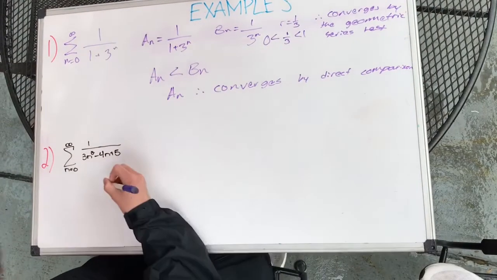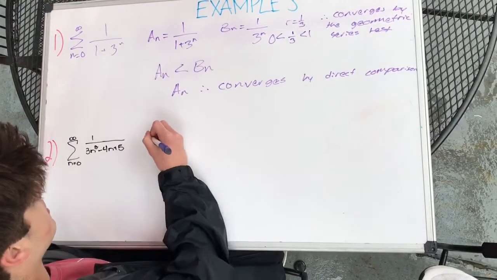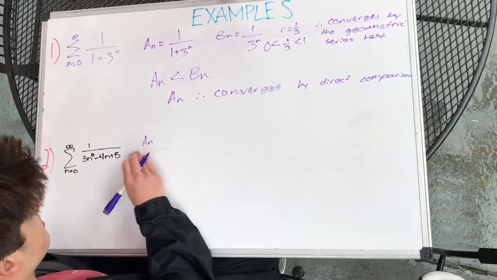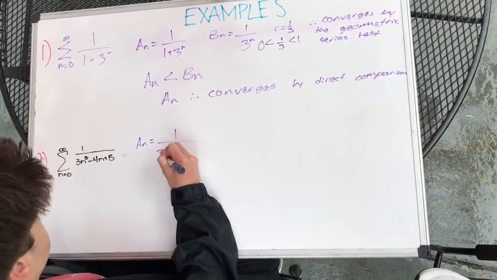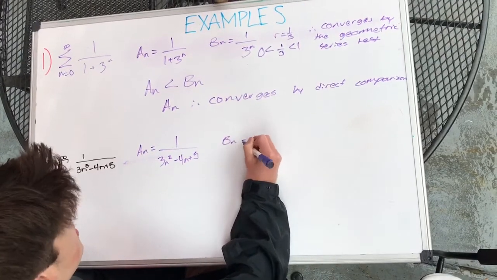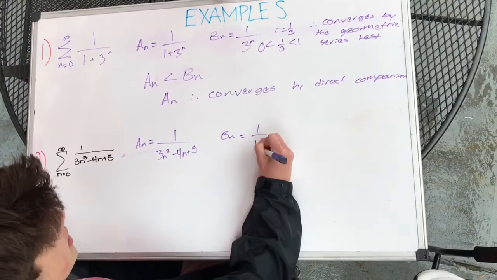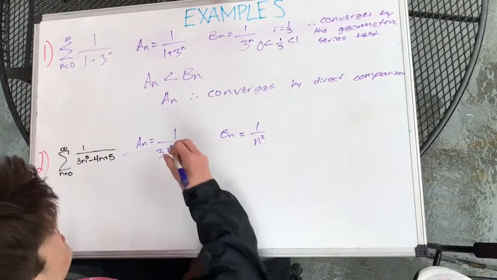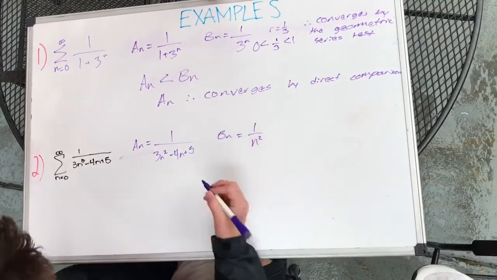Alright, now on to this one. This one we're going to do limit comparison. So we have a sub n equals 1 over 3n squared minus 4n plus 5, and b sub n equals 1 over n squared. So we just take the highest degree and we just put it over 1, just like in this.